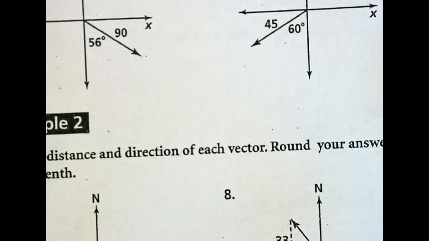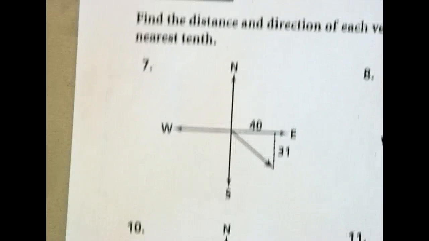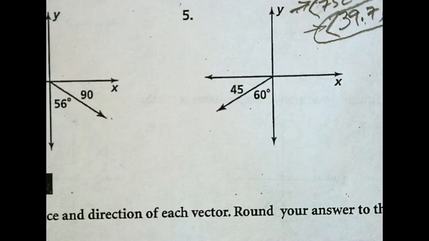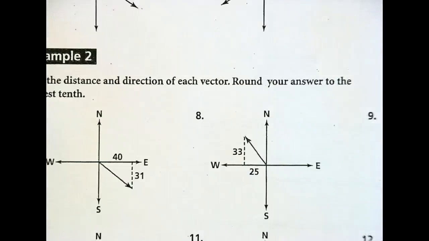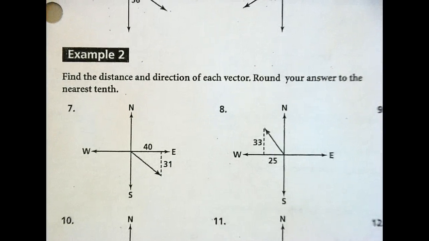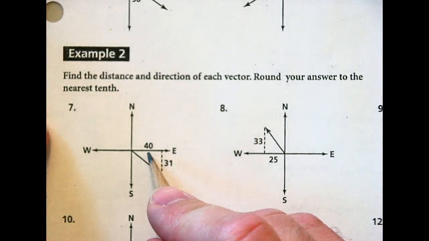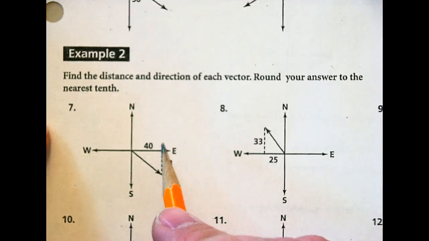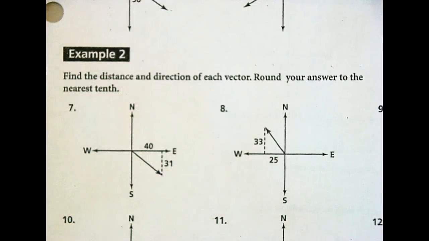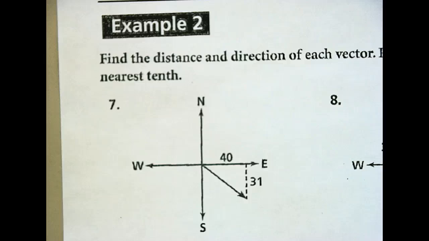All right. Hey, we're moving on. Example number 2. Everyone read the directions for example 2, please. Find the distance and direction of each vector, round to the nearest 10. Okay, I want you to work with your partner. You get about 3 minutes to work on number 7 there. Okay, let's see how we did.